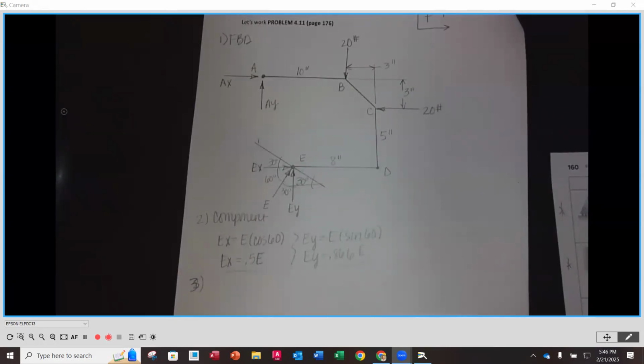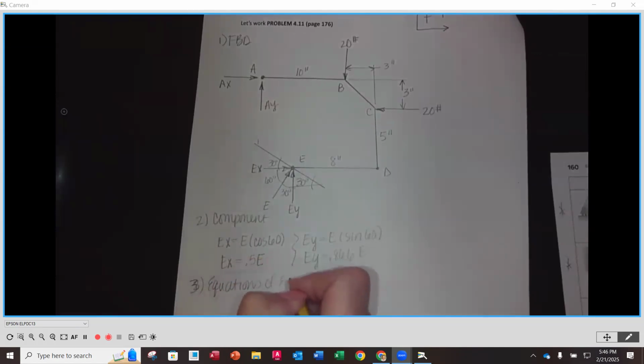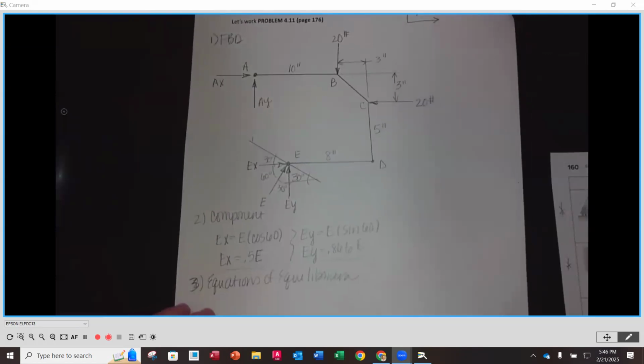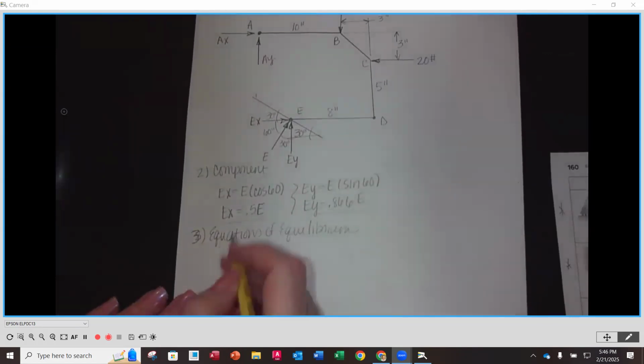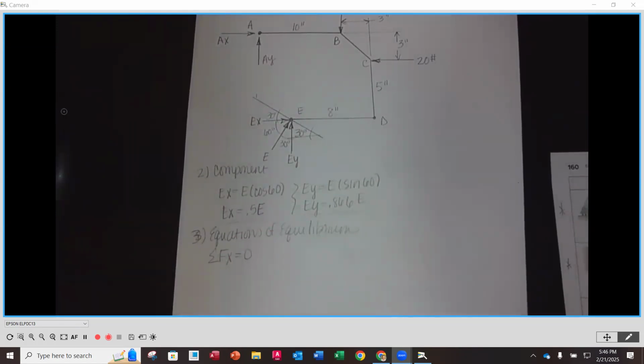Equations of equilibrium? Yeah. So we're going to use our equations of equilibrium to see how far we can get there. Okay. So let's do the sum of the forces in the X direction equal to 0. Remember, equilibrium means that everything is in balance.